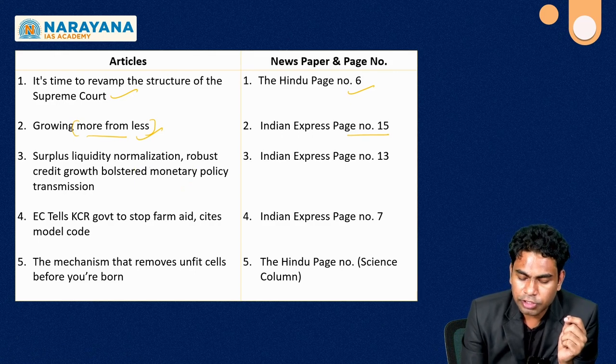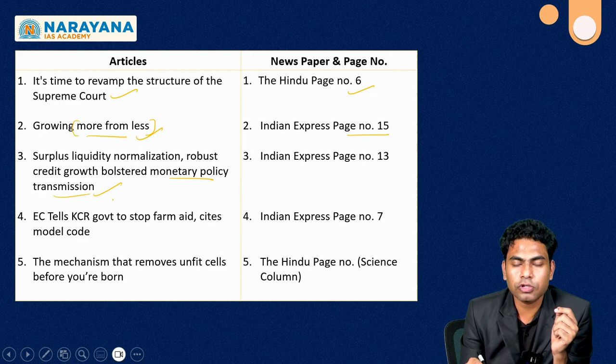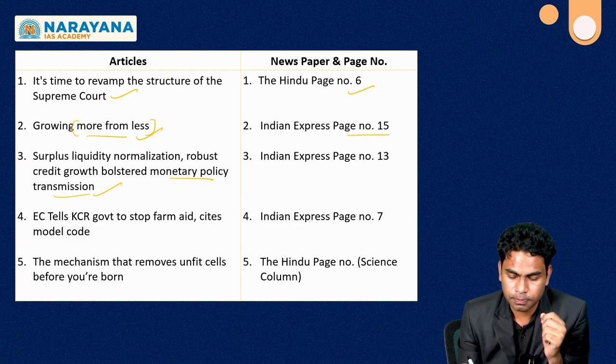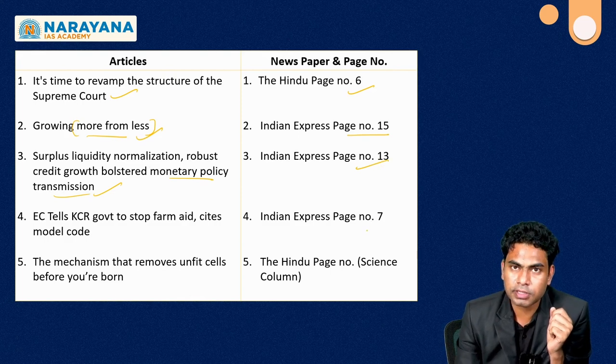Third, surplus liquidity normalization, robust credit growth, bolstered monetary policy transmission, in which we are going to see how RBI is effectively utilizing various monetary policy tools to control the inflation rate in the economy successfully. This is from the Indian Express, page number 13.